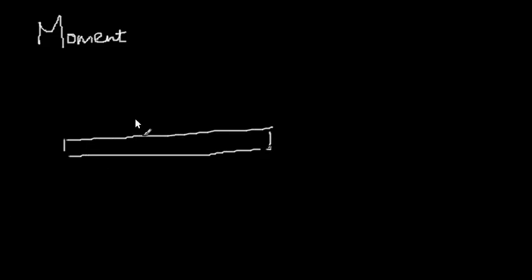Let's say I have a piece of rod, and this piece of rod is pivoted. It means there is a hinge there that you can rotate about. It's pivoted at this point, say P, and suppose that there is a force pulling it, let's say in this direction.